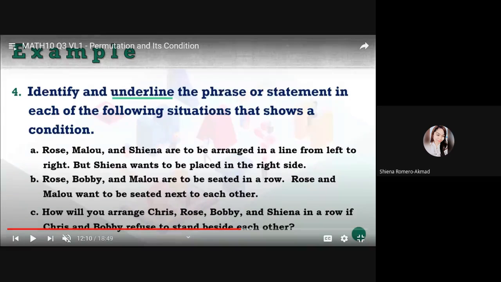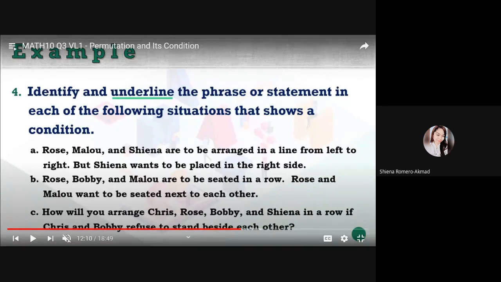Let us have, ano ba to? Ana is, Ma'am, please read. Yung A po, yung letter A. Rose, Malu, and Sheena are to be arranged in a line from left to right, but Sheena wants to be placed in the right side.